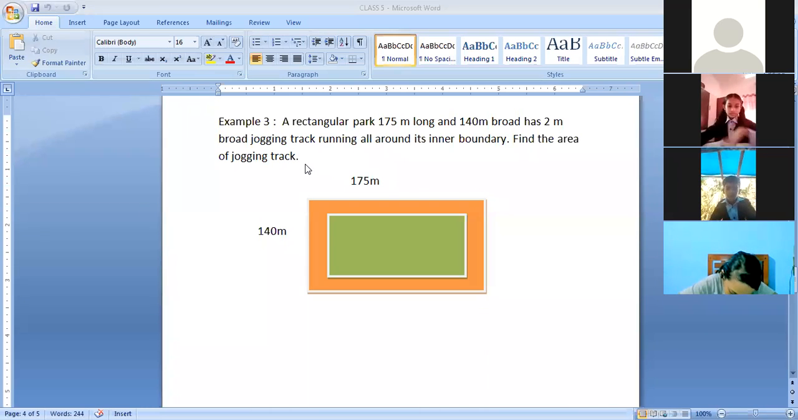So here we have a lot of information. Here it is a rectangular park. It's a rectangular park. The length and breadth of the park is given. 175 meter is the length of the park and 140 meter is the breadth of the park.